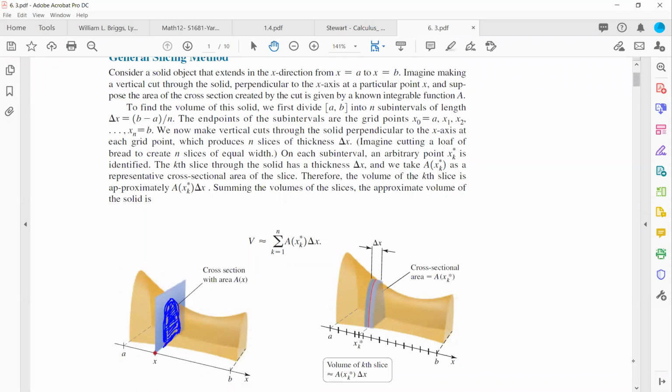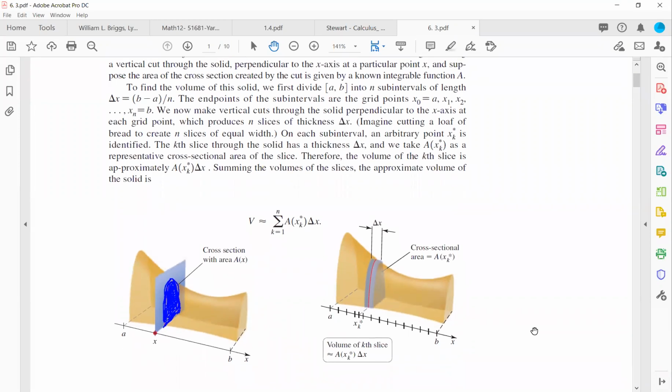So there is an area assigned to this piece of object by using this vertical cut. So if I just continue cutting, slicing this object, I can find these little areas, and eventually if I add them all together, I get the volume of this object.